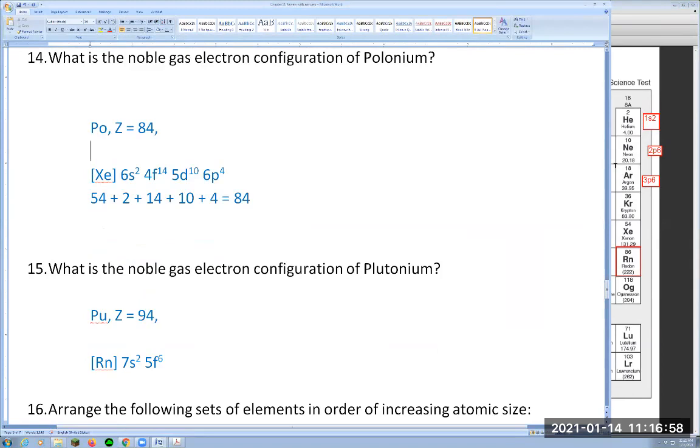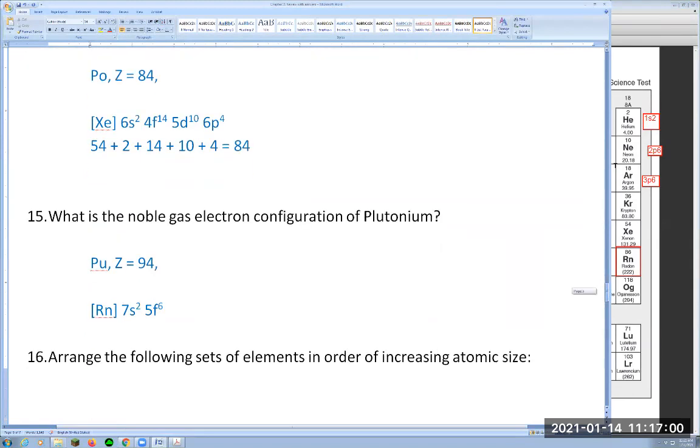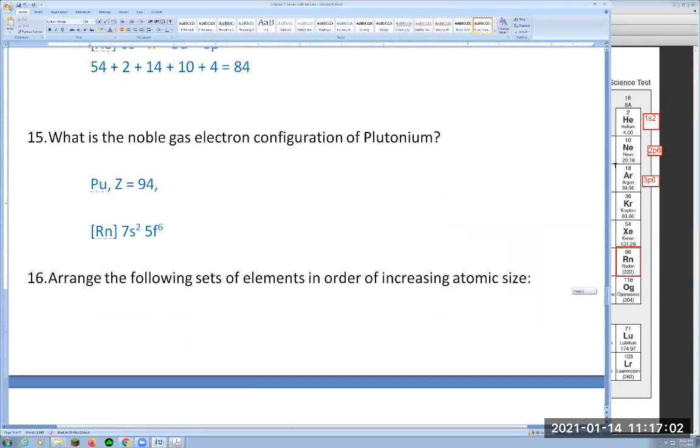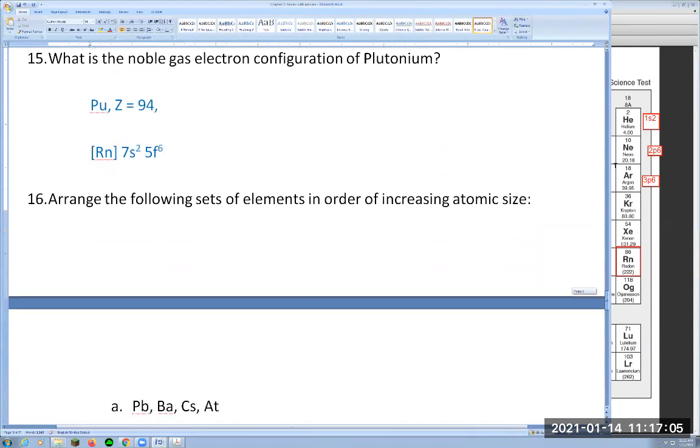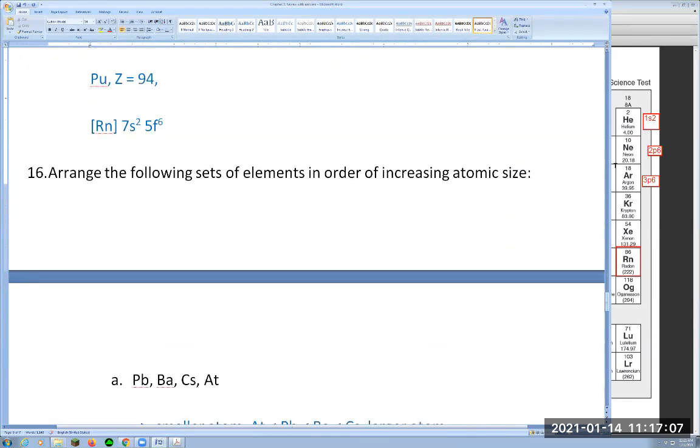Okay, we have reached question 16. Arrange the following sets of elements in order of increasing atomic size. And that's the first set here. We have Pb, Ba, Cs, At. Let's look at where these are in the periodic table.